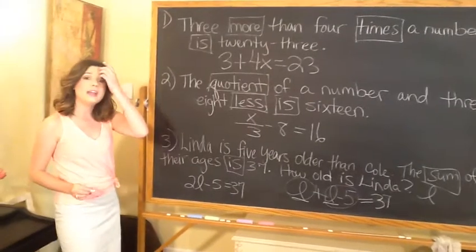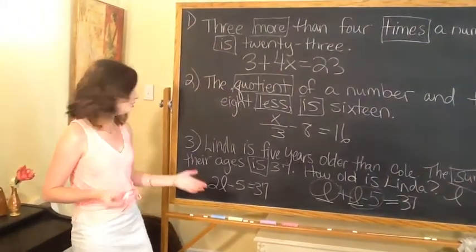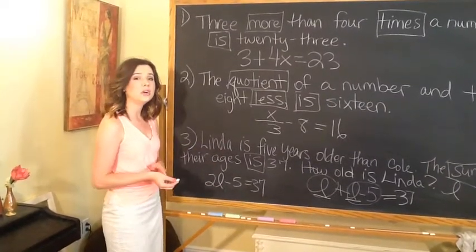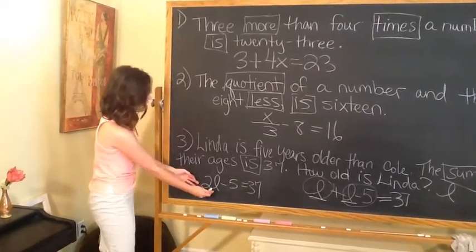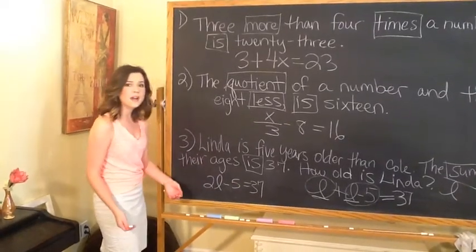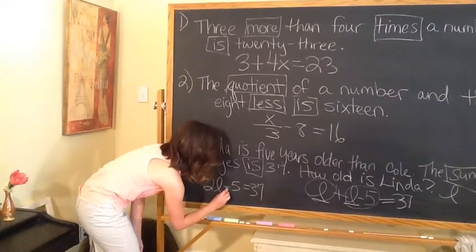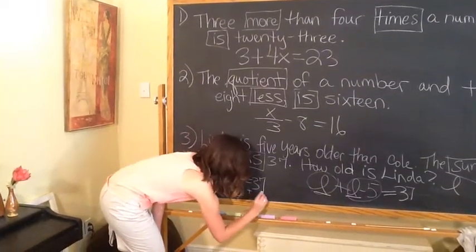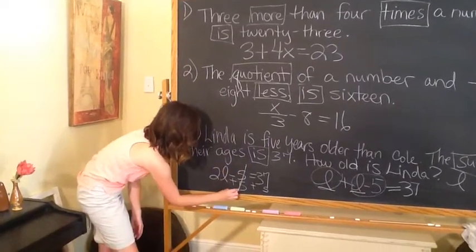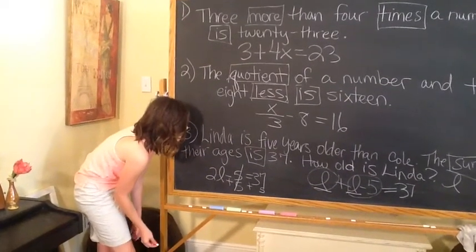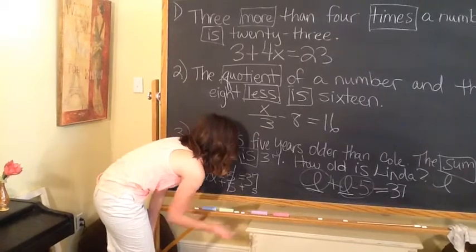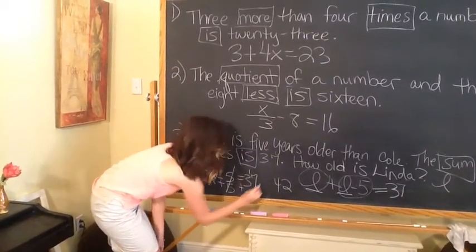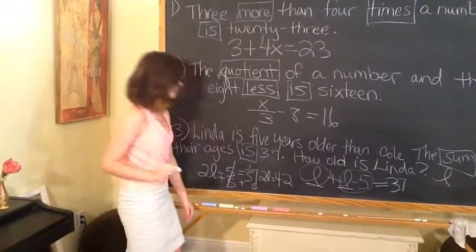Now we're going to use what we did in the last lesson to solve for how old Linda is. First step, since we're solving for L, we need to get rid of our term that does not have our variable in it. So first I'm going to do the opposite of negative 5, which is adding 5. I've got to add 5 to both sides. So the 5 cancels out there, and then 5 plus 37 gives us 42. 2L is equal to 42.